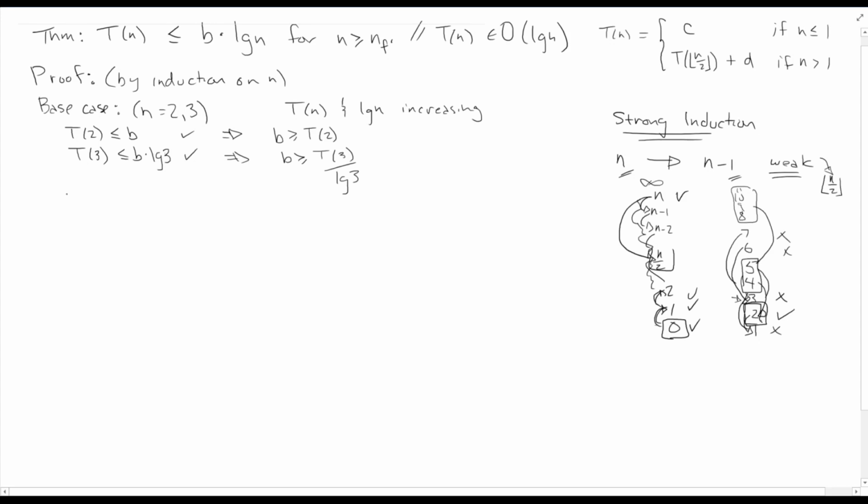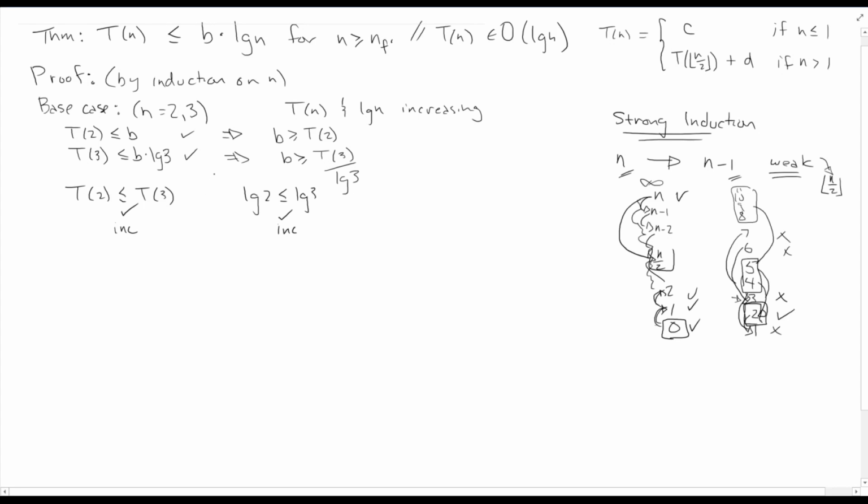Because they're both increasing functions, we know the following is true. T of 2 is less than or equal to t of 3. This is guaranteed because we're increasing. We also know the same thing is true for log, again guaranteed because we're increasing.